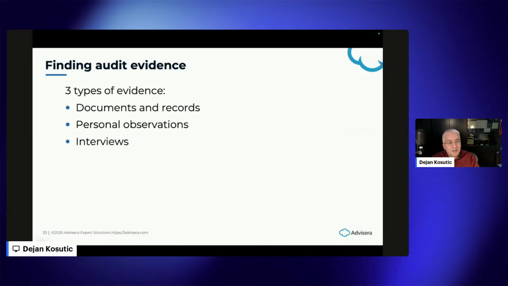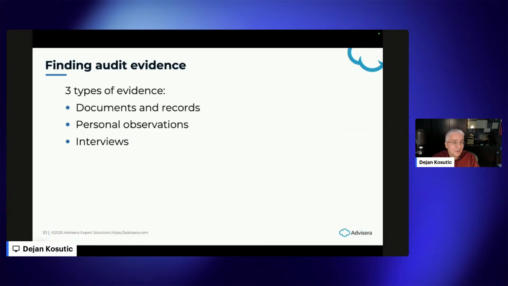So the point being here is that you can't rely on only one type of evidence. Interviews are not going to be enough without personal observations and documents and records. But also, documents and records are not going to be enough without personal observations and interviews. So you actually have to find evidence through all these three ways to get a complete picture.